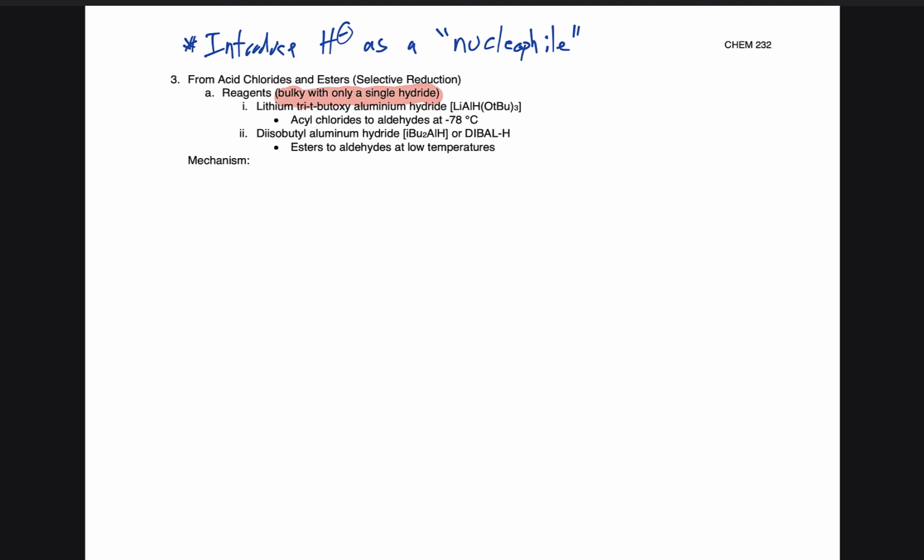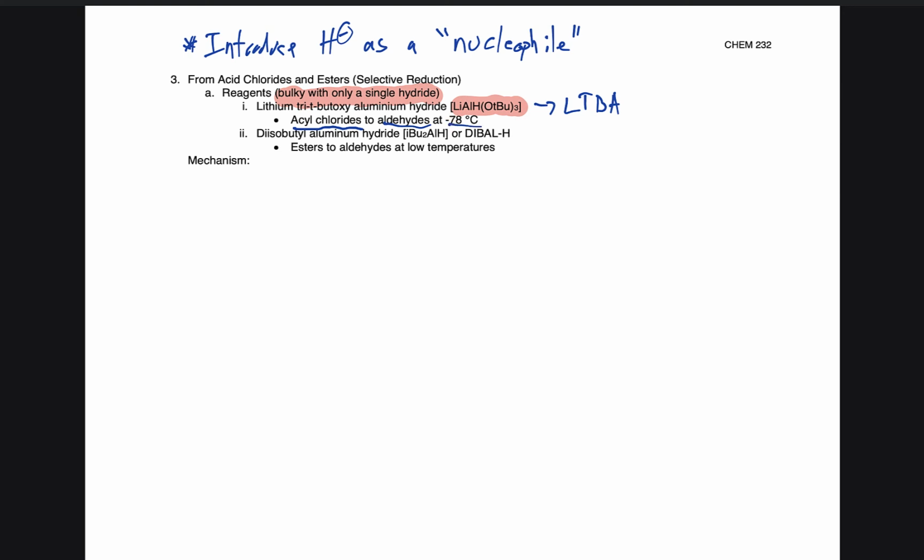givers, you might say. So we can do this with something called lithium tri-tert-butoxide aluminum hydride, which is this species here. We can abbreviate this as LTBA, and this is a way to get acyl chlorides, acid chlorides, to aldehydes. And we do this also in cold temperatures.